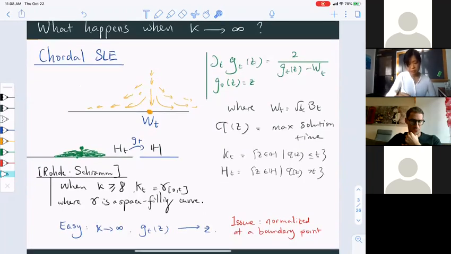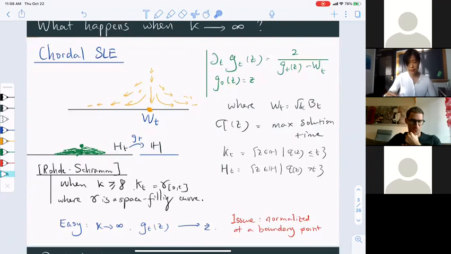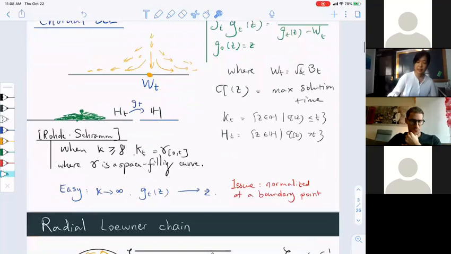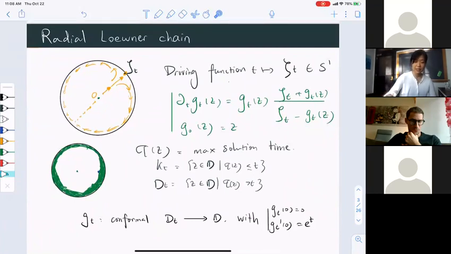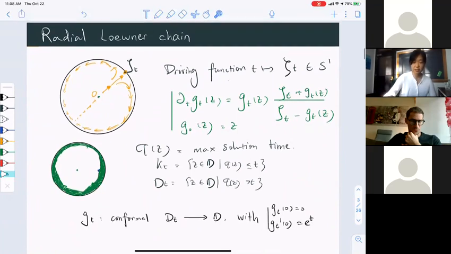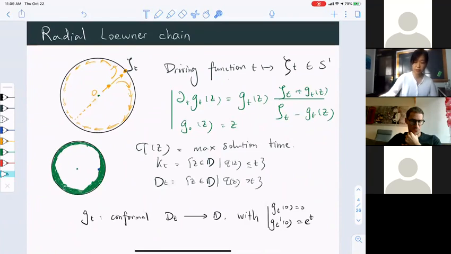So here the issue is not really because the upper half plane is an unbounded domain. It's more because the normalization is at the boundary point. Here the normalization is that the vector field is zero at infinity. However, if your driving function gets close to this boundary point, it is going to be too much emphasized, amplified, when it gets to the boundary point. So if we want to talk about kappa going to infinity in a more interesting way, the remedy we took is to consider a radial Loewner chain. This starts with joint work with Frederick Vigeland and also another joint work with Maurice N and Minjae Park.